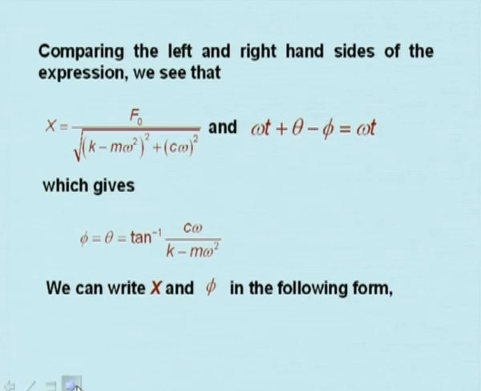Now in this case, if C is equal to 0, there is no damping present, then there is no phase difference. But if there is damping present, then there is a phase difference between the applied force and the response we get. That is the effect of damping, because damping also introduces a force.